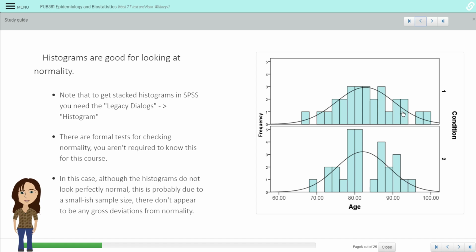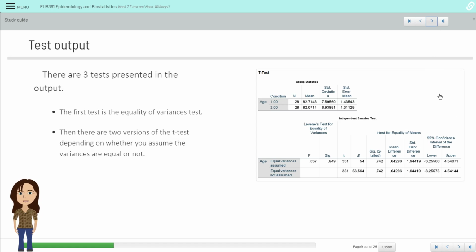And then that last assumption was the homogeneity of variances. So this is about saying, do we have a similar spread of the data in both the groups? And we can see that they are spread out a similar amount. But there is a test for that that pops out when we do the t-test anyway. So there are three tests presented in the output.